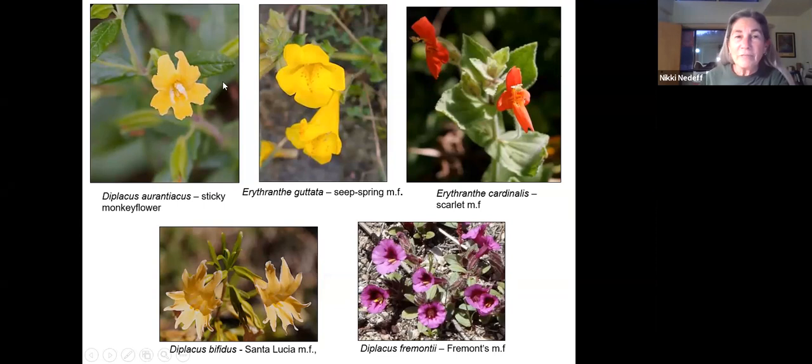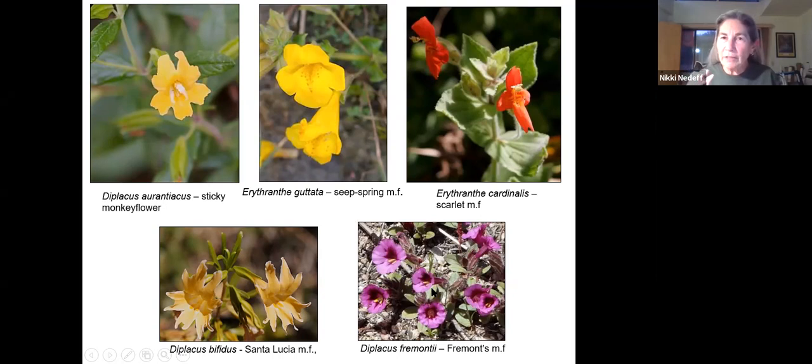environmental context. Here's sticky monkey flower. Here's a monkey flower that you find in wet habitats, seep spring monkey flower. Environmental context. Here's a monkey flower that you find in inland chaparral habitats. Here's a monkey flower, Santa Lucia monkey flower, that you only find in high elevations of the Santa Lucias. And then here's a really cool one. Look at this one, Fremont monkey flower. It's like one of the only pink ones. And you see the different genera, Diplacus, Diplacus, Diplacus.